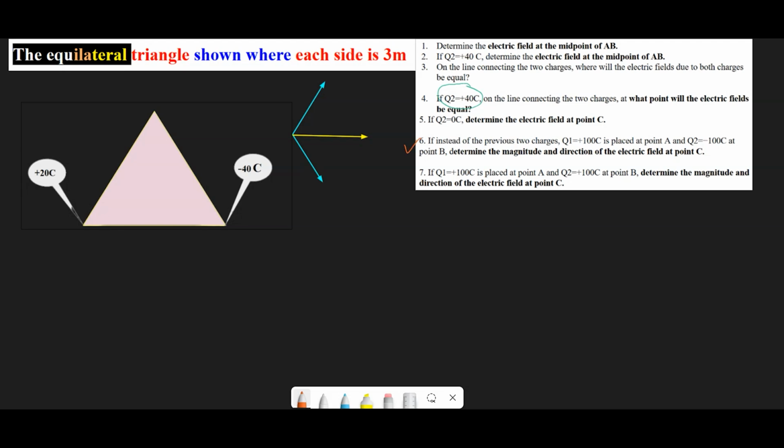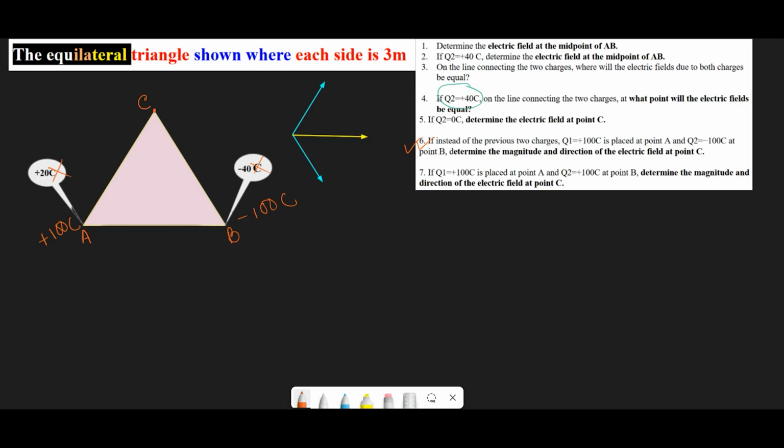Question number 6. The previous two charges, it means instead of these two previous charges, two charges are placed. So at A point, the charge is positive 100 coulomb, and at B point, the charge is minus 100 coulomb. Determine the magnitude and the direction of the electric field at point number C.